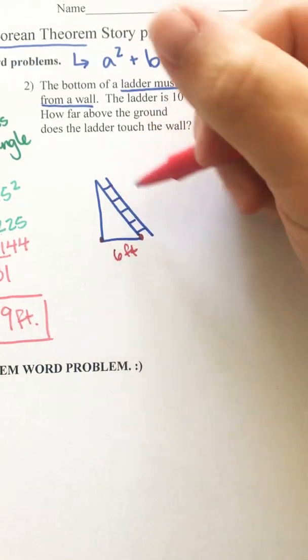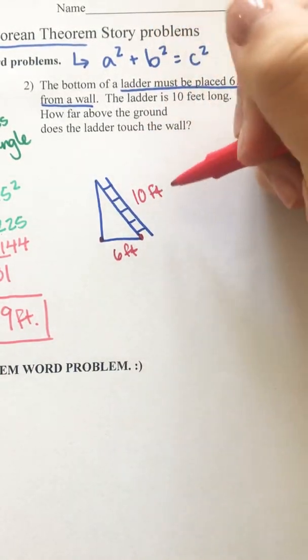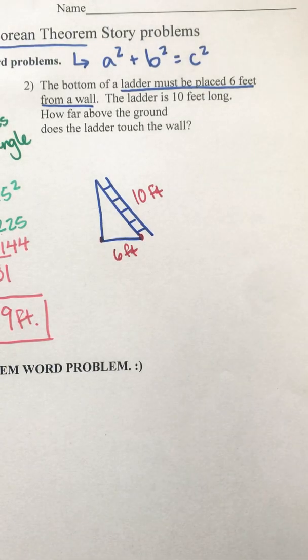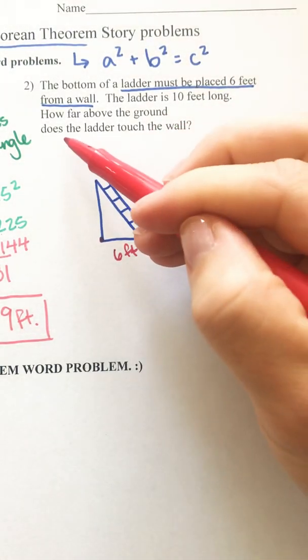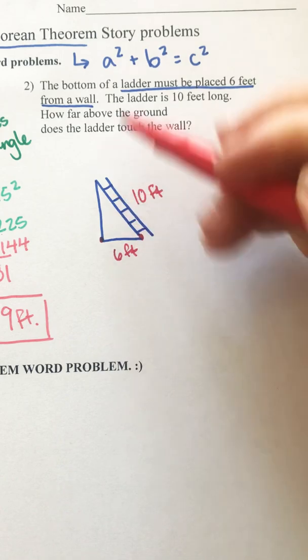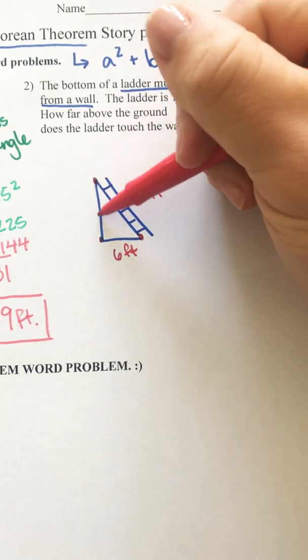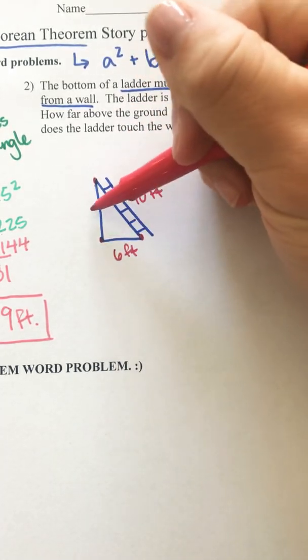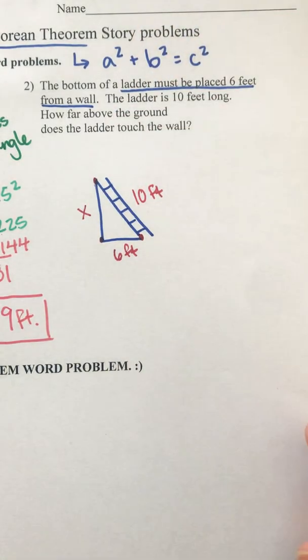Okay, the ladder is 10 feet long. So we know that this ladder is now 10 feet long. How far above the ground does the ladder touch the wall? Okay, so we're looking right here. How far from the ground? Okay, the ground's right down here. So we know that that's our x side.